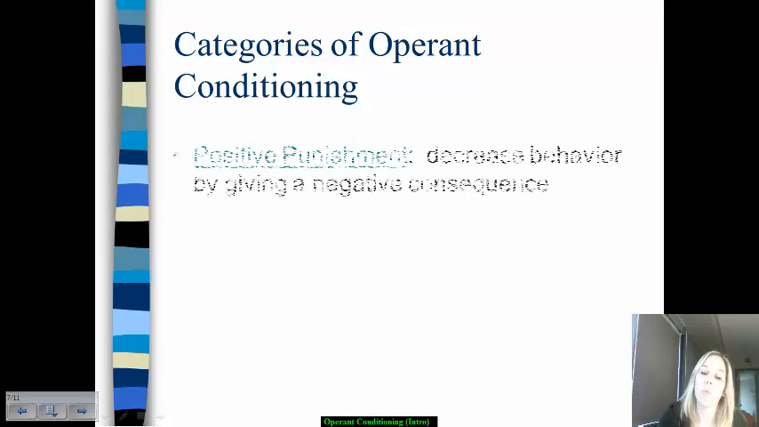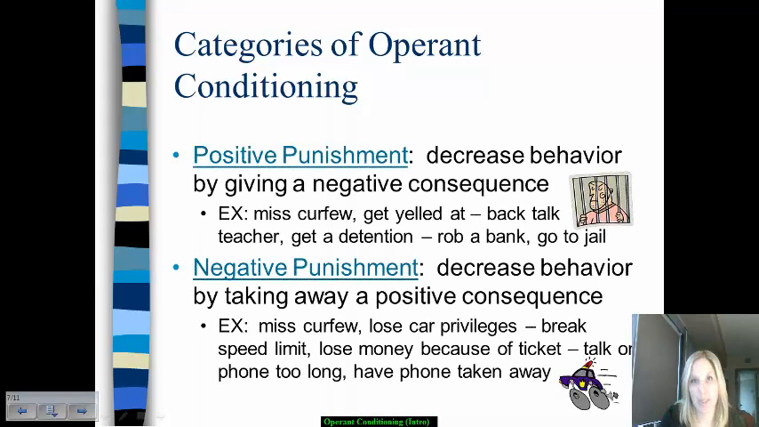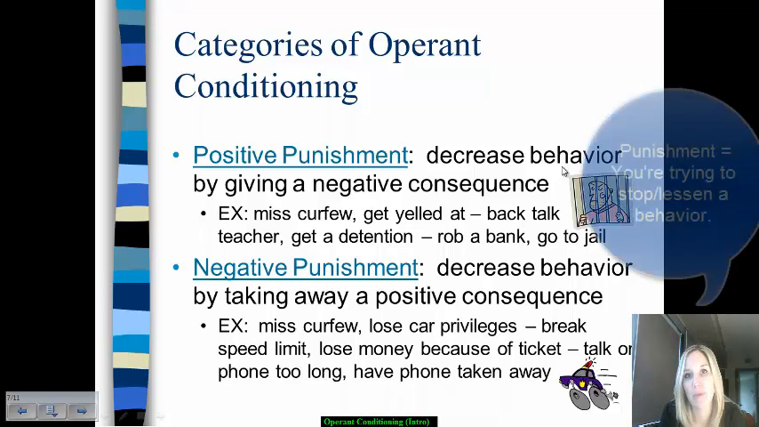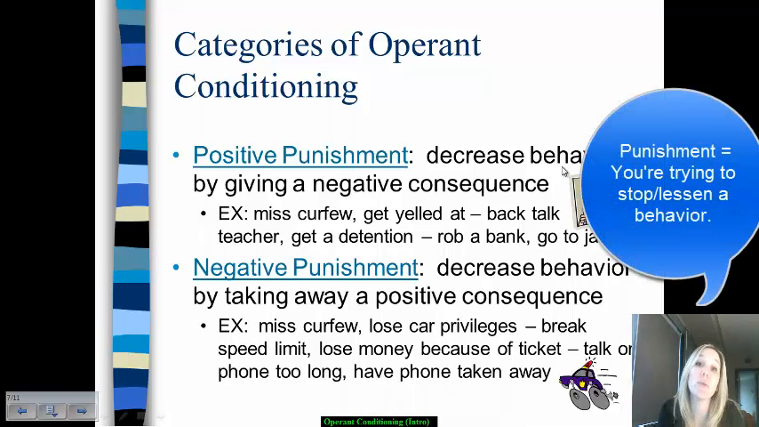Now, when we're talking about positive and negative punishment, again, we're not talking about the aspect of the consequence that's attached to it, whether it be positive or negative. What we're talking about is either giving something or taking it away. So if it's a positive punishment, that means we are giving a negative consequence to cause a decrease in the behavior. So anytime we're presenting a punishment, okay, we're trying to stop a behavior from happening. If we're giving a reinforcement, we're trying to get that to continue.